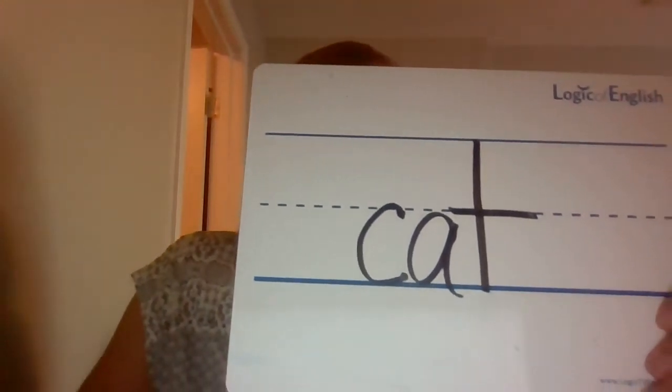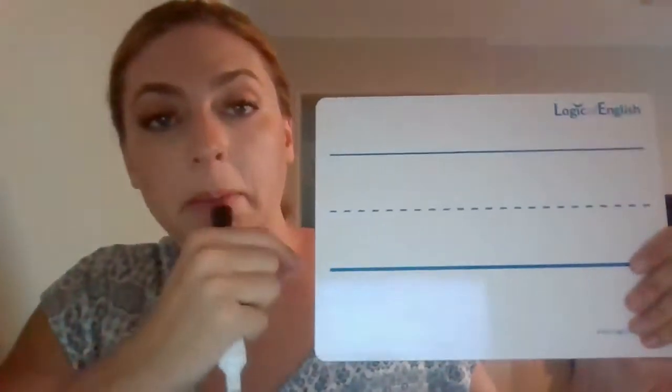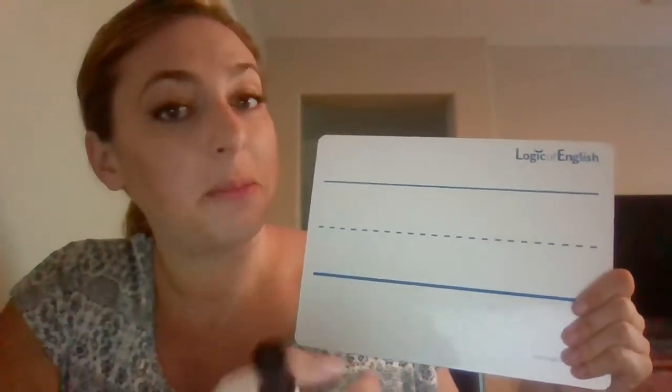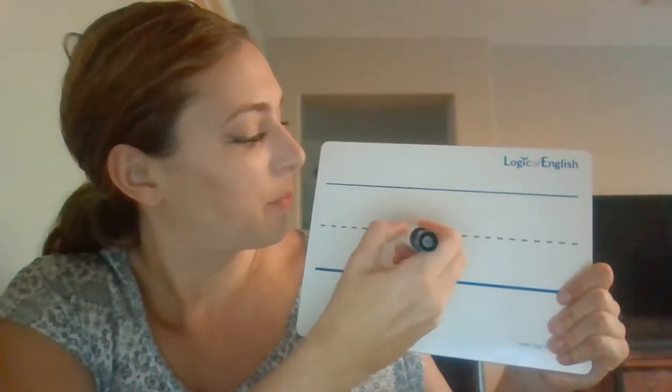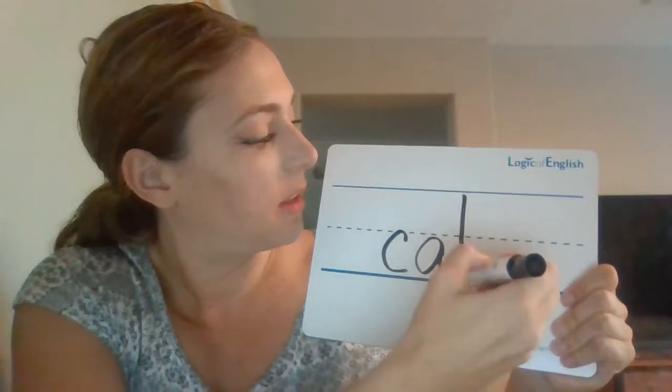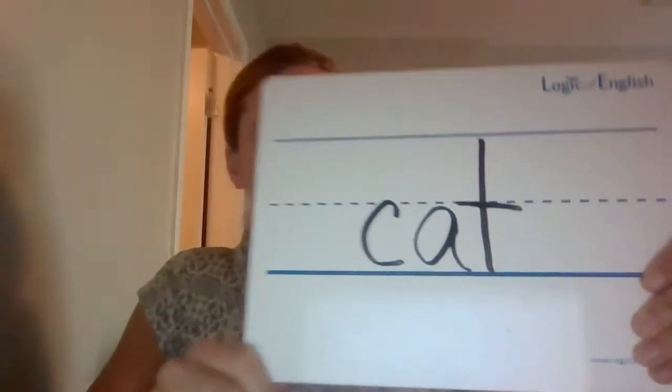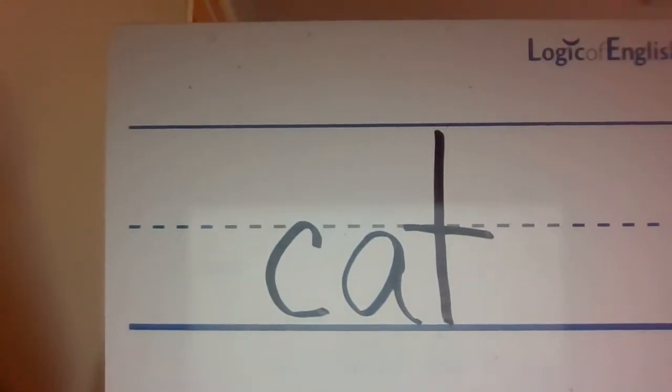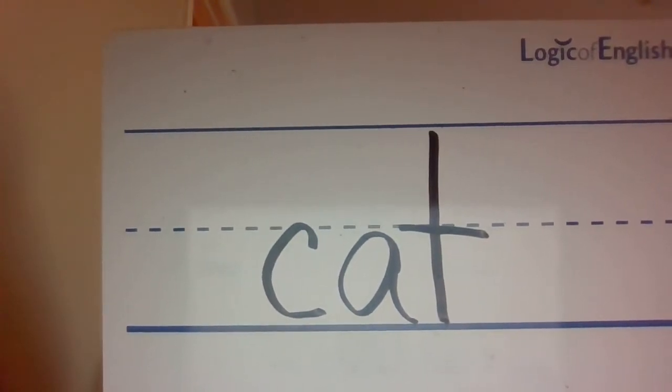Good. Now, it is your turn to write the word cat. I would like you to take your marker or your pencil and please write the word cat. I would like you to sound it out at home. I'm going to do it one more time and you are going to write it with me. Let's go. K, a, t. You should have the word cat on your board or your paper, just like this.